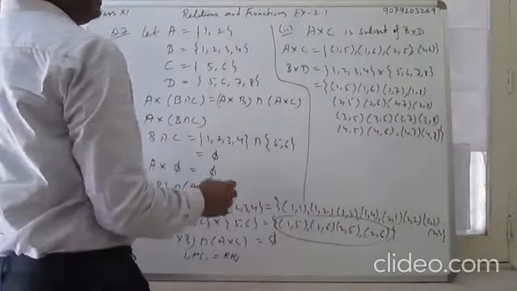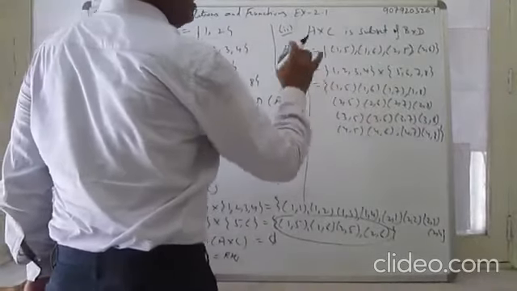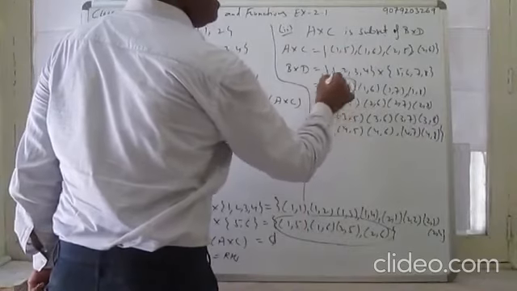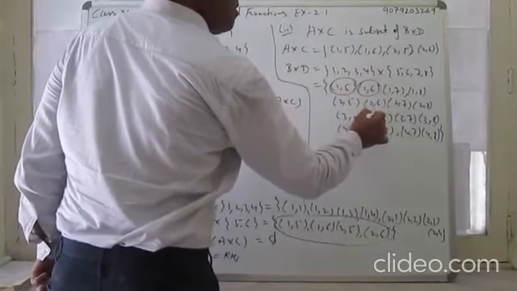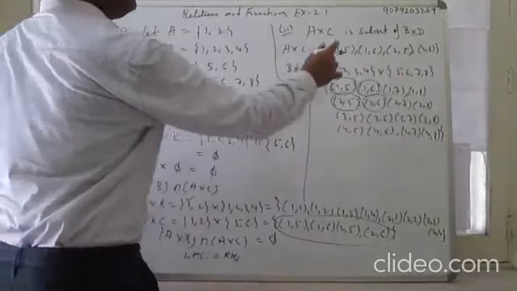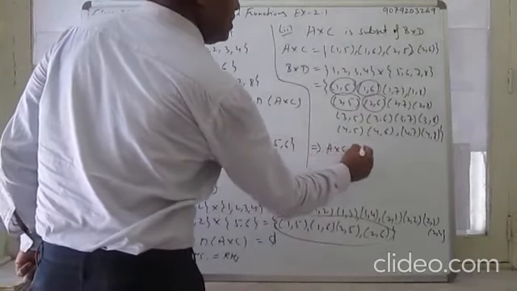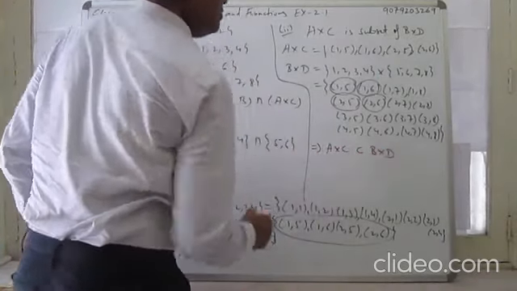So check. All the elements of A cross C are in B cross D: (1,5) is here, (1,6) here, (2,5) here and (2,6). All these elements are contained in B cross D. This implies that A cross C is a subset of B cross D.